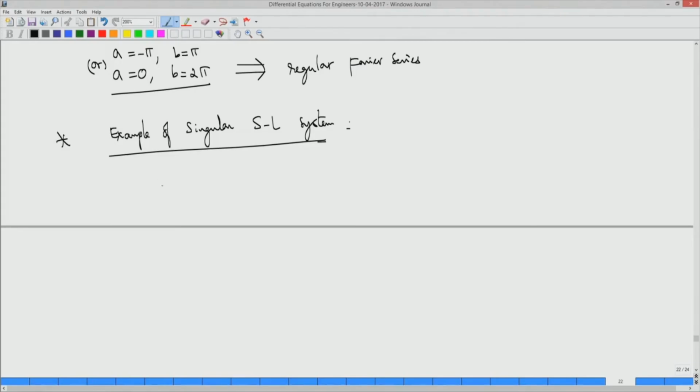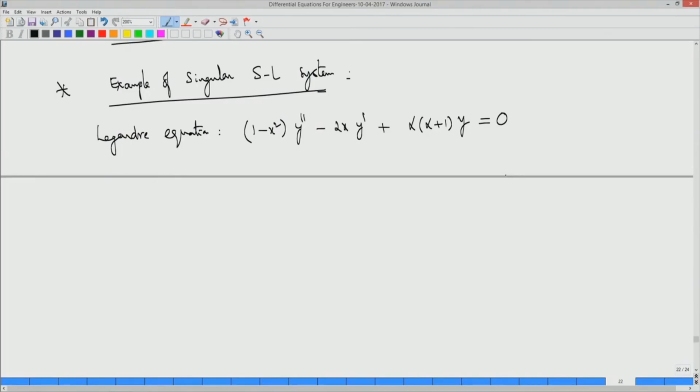So, let us take the Legendre equation. What is the Legendre equation? If you remember, (1 minus x square) y double dash minus 2x y dash plus alpha into (alpha plus 1) into y equal to 0. So, this is your Legendre equation, right. This equation is defined between minus 1 and 1.